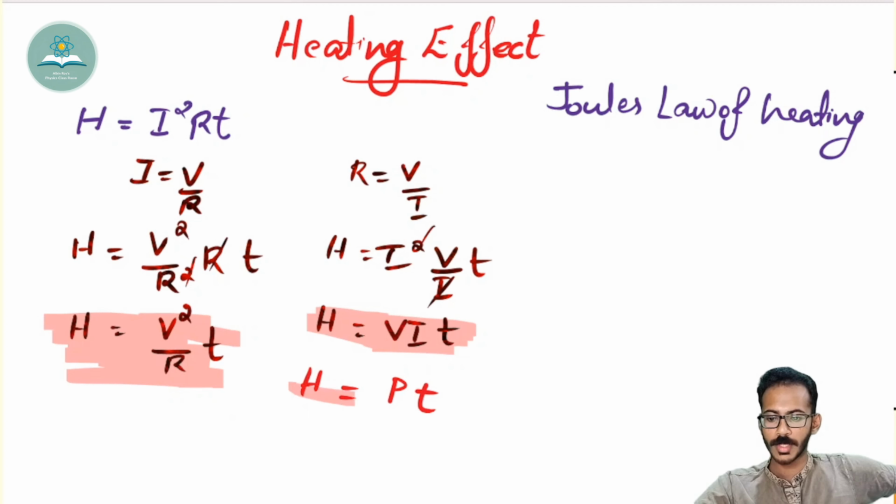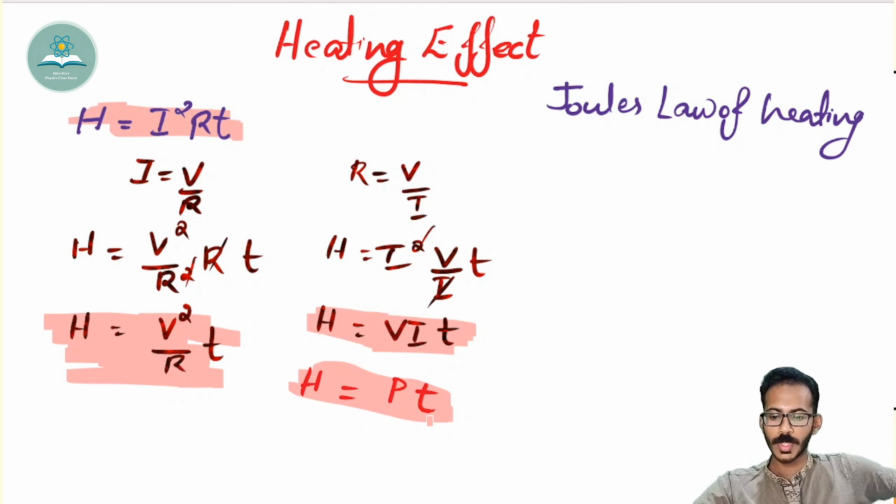So now I got three equations for heat. First equation is Joule's law, that is H is equal to I square R T. Second equation is H is equal to V square by R into T. Third one is H is equal to V into I into T. Next one is H is equal to power into time. So based on situations, we'll have to use these.